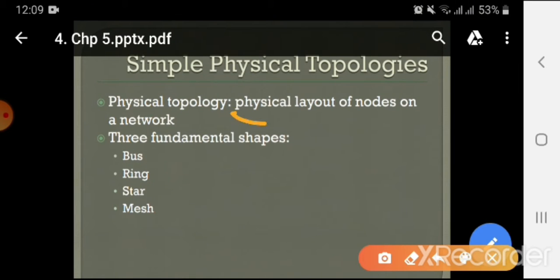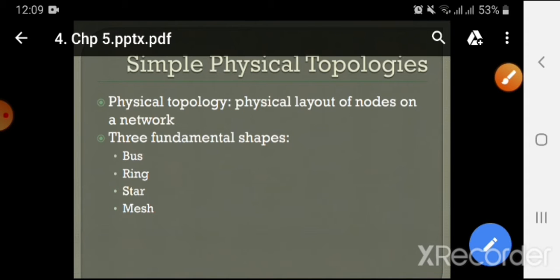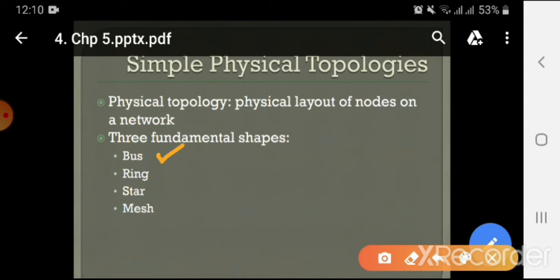Topology is the physical layout of computers in a network. It means how you arrange computers in your network. That is known as topology. There are basically 4 types of topologies that we are going to discuss: bus topology, ring topology, star topology, and mesh topology.